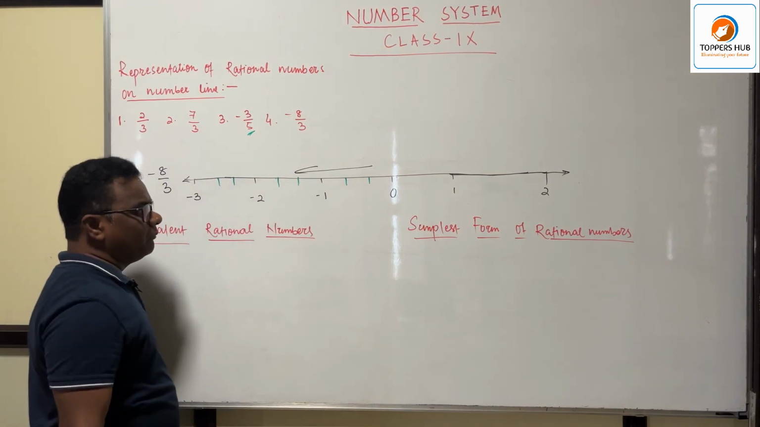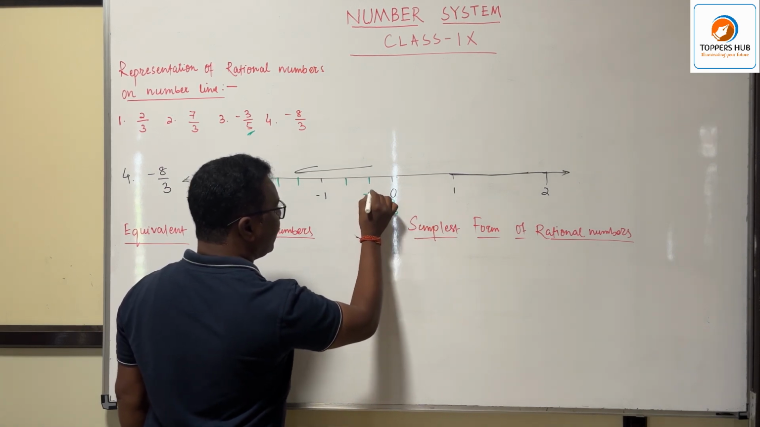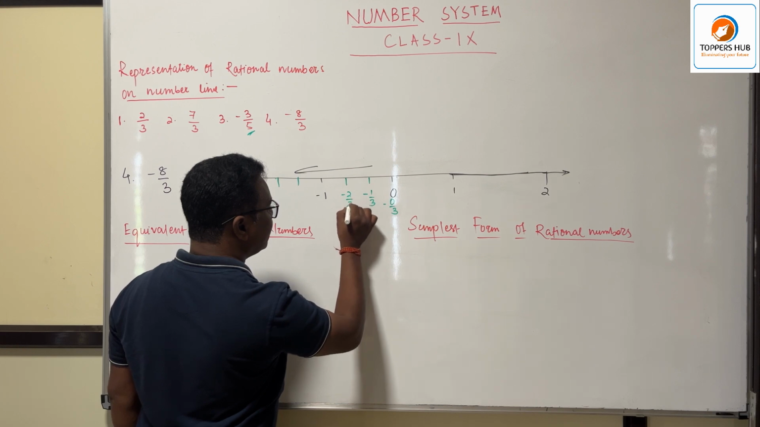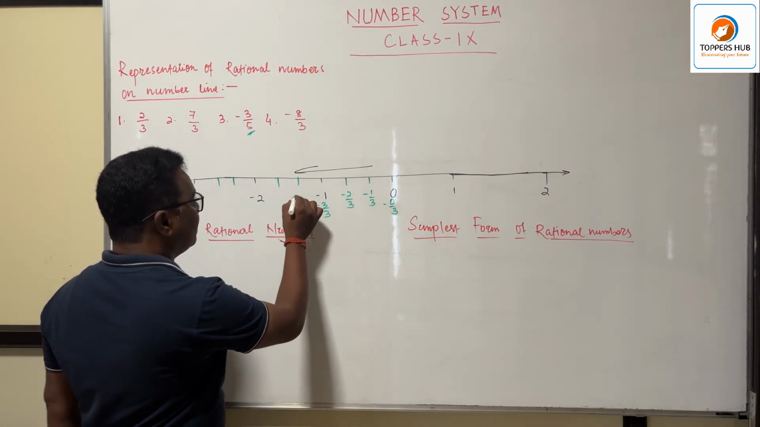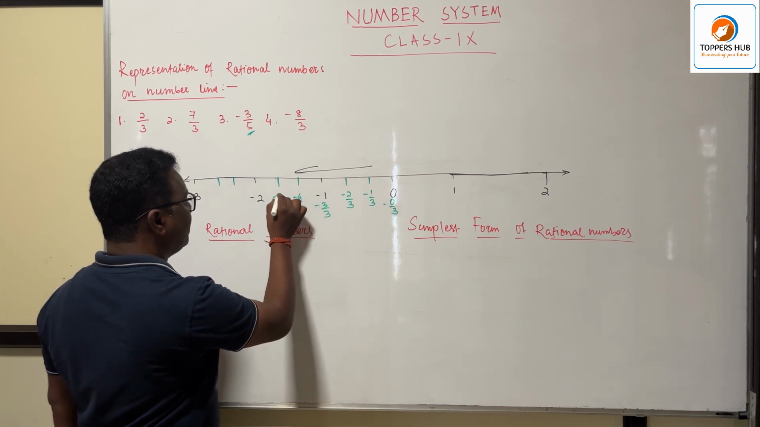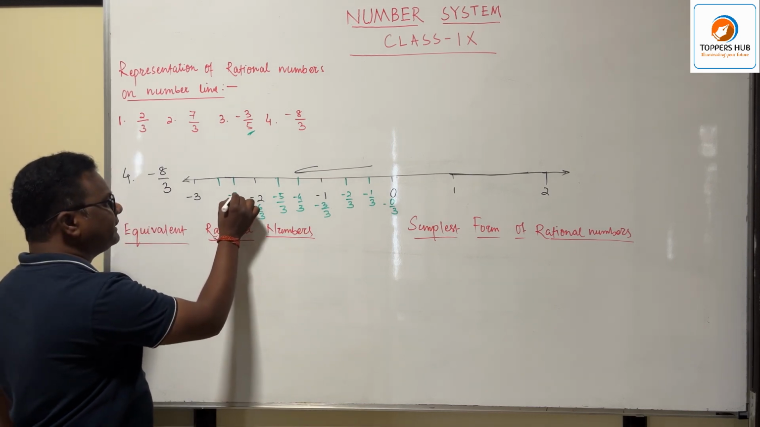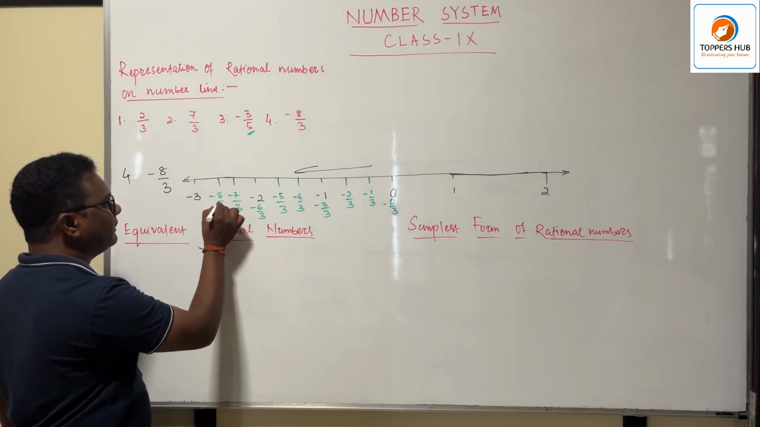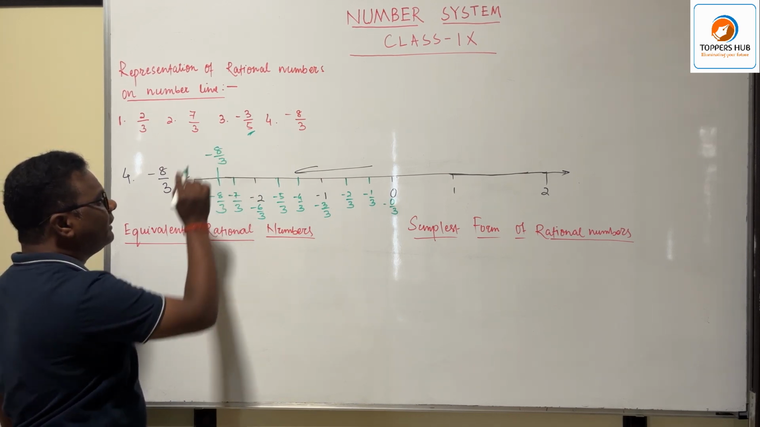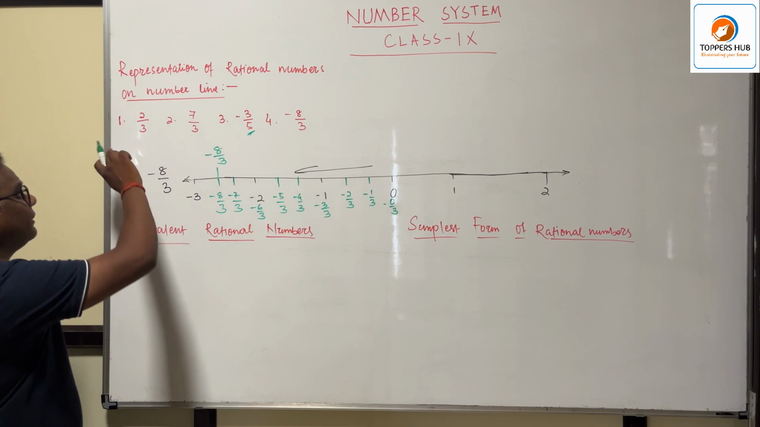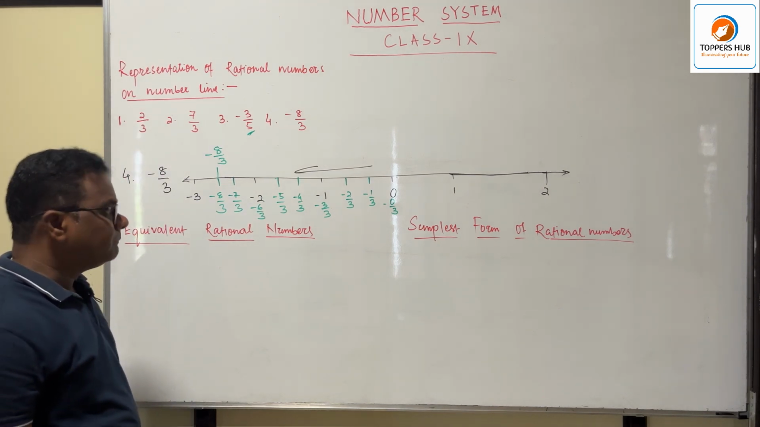Now I am going to write here, it becomes 0, minus 0 by 3, minus 1 by 3, minus 2 by 3, minus 3 by 3, minus 3 by 3 means minus 1, minus 4 by 3, minus 5 by 3, minus 6 by 3, minus 6 by 3 means minus 2, minus 7 by 3 and minus 8 by 3. And here comes the rational number minus 8 by 3. Now we have represented all the rational numbers on the number line, 2 by 3, 7 by 3, minus 3 by 5 and minus 8 by 3.